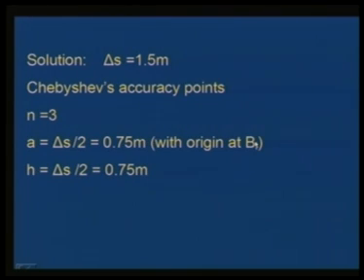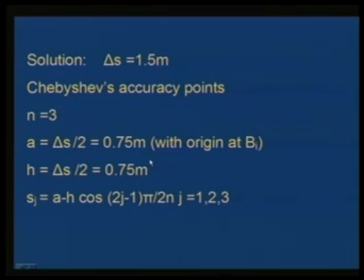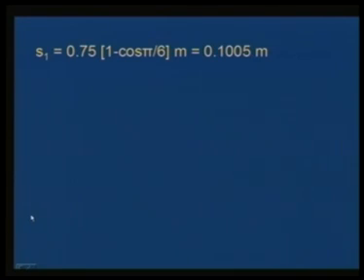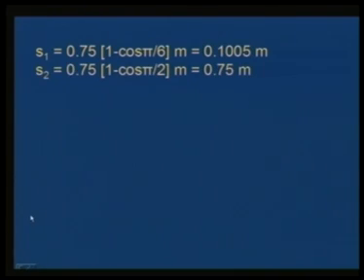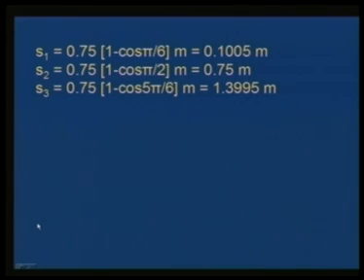Half of the interval H is also delta S by 2, so again H comes out as 0.75 meter. Then the three accuracy points Sj, with j going from 1, 2 and 3, can be obtained from the formula as 0.1005 meter, 0.75 meter and 1.3995 meter.